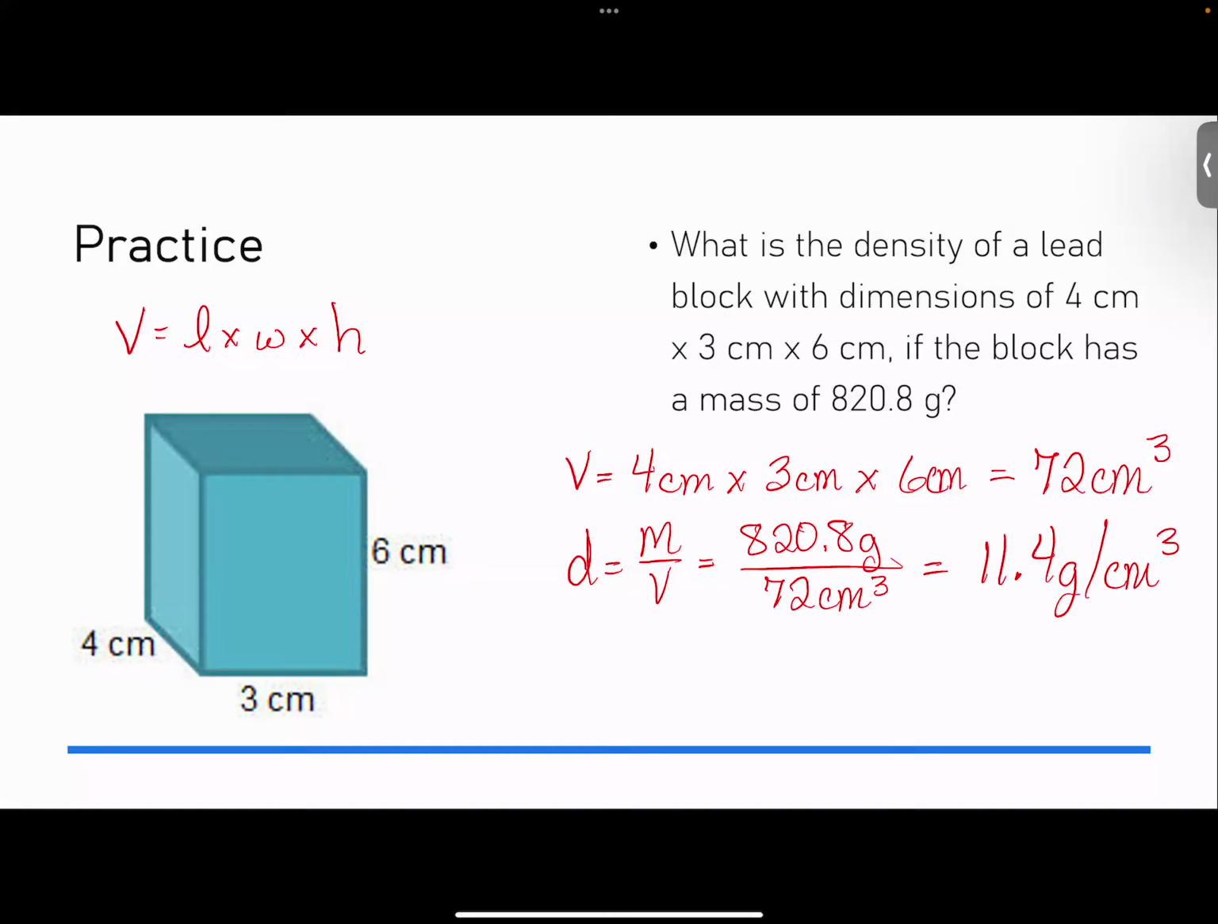You don't have to memorize the formulas for geometric shapes. I will give you the formulas of geometric shapes if you need them. Questions?